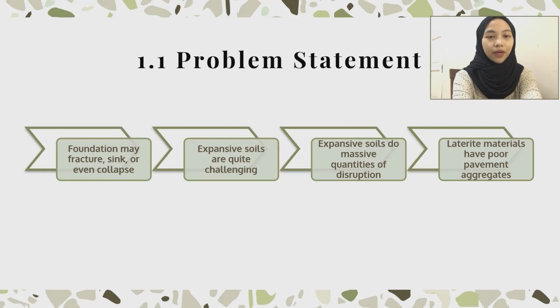The structure might be good and stable at first, but in the meantime, some defects might happen, or it could collapse. Besides that, expansive soils cause massive quantities of disruption. Some laterite materials are acknowledged to be poor pavement aggregates. This behavior has been found to be due to the existence of clay and silt, which react negatively to changes in water content.